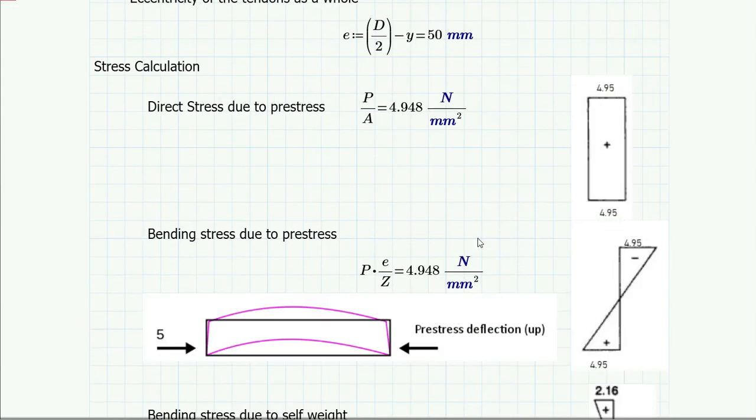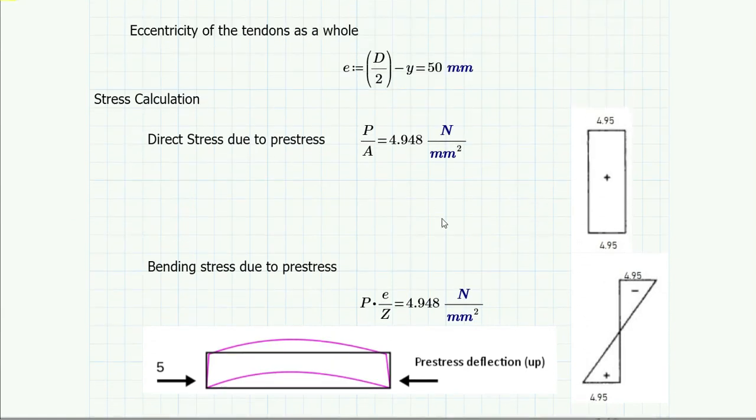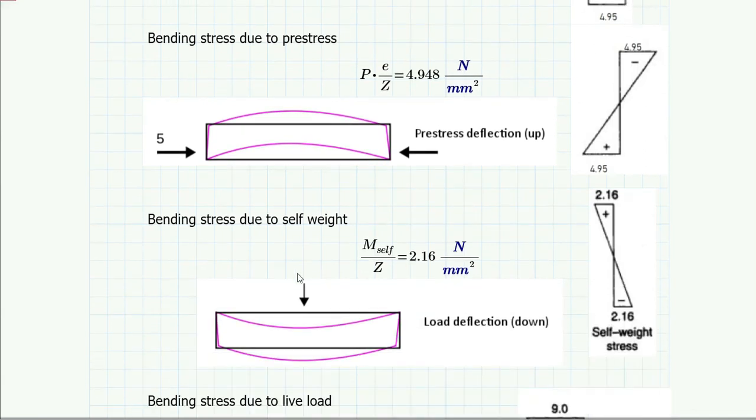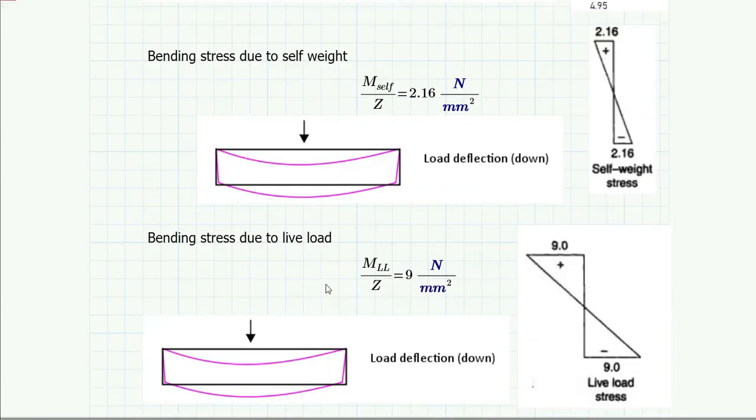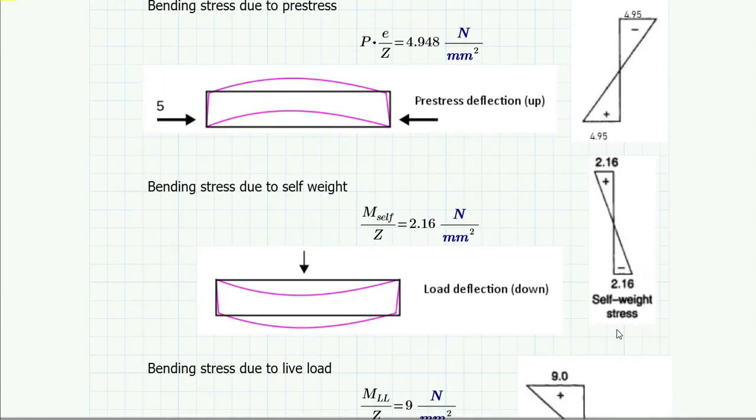Now you can see that we have four different components. One is direct stress due to pre-stress, one is bending stress due to pre-stress, one is bending stress due to self-weight, and the last one is bending stress due to live load. Now we need to combine all these stress diagrams.